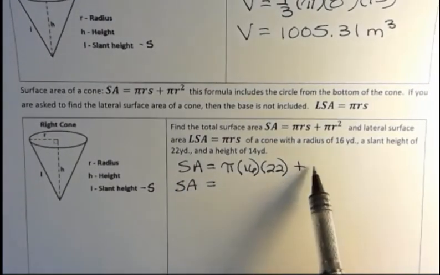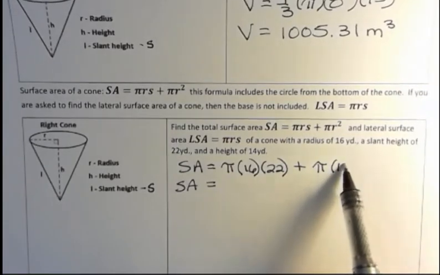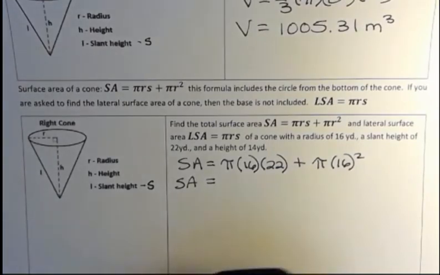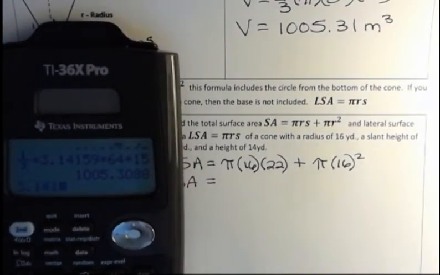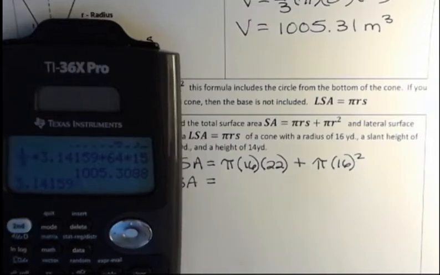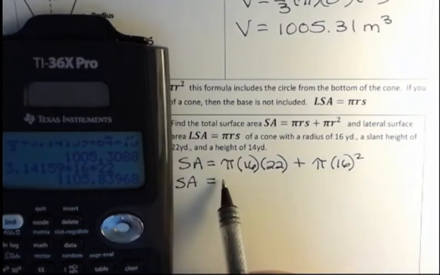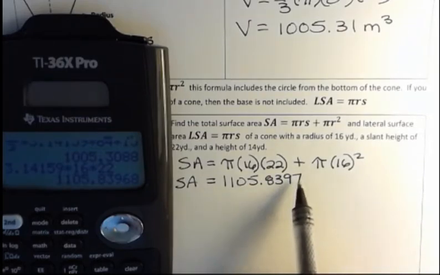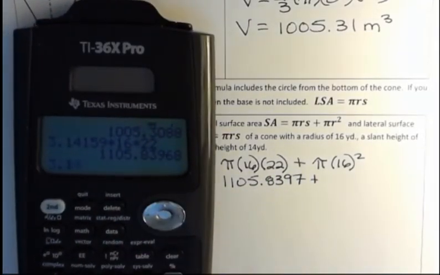Then we're going to add on pi r squared, the radius being 16, and that's going to give us the total surface area including that base. So it's 3.14159 times 16 times 22. If you didn't tune in for the first video, the reason I'm putting in the pi and not just 3.14 is because I was getting the wrong answer with that on MathXL. They wanted something a little more specific. That gives 1105.8397.